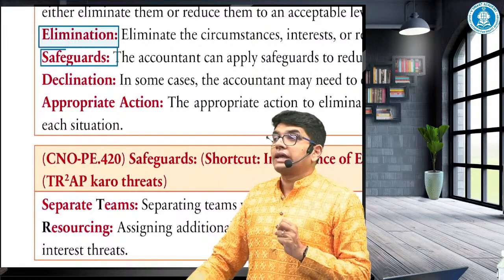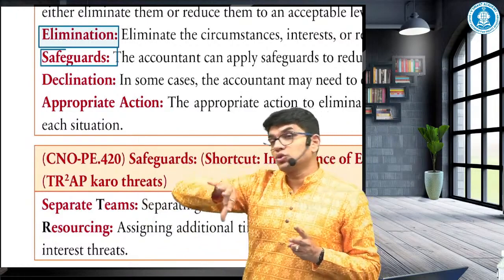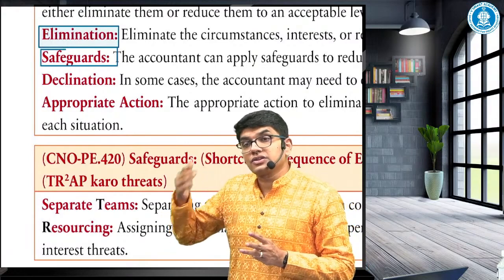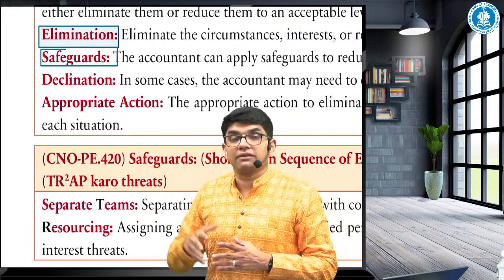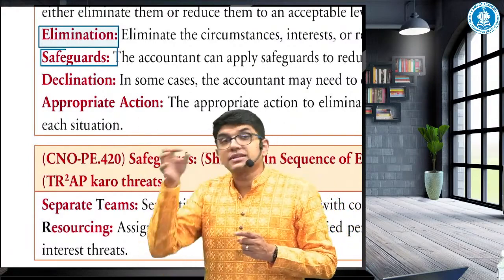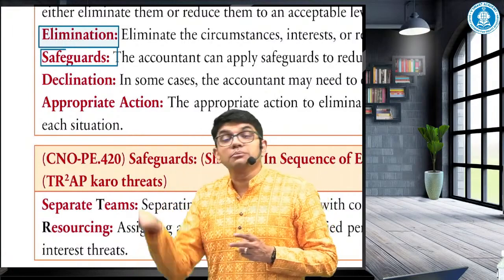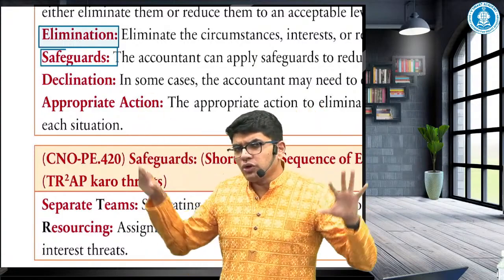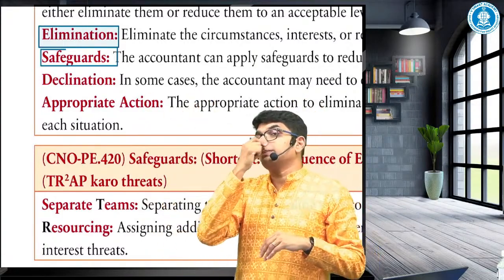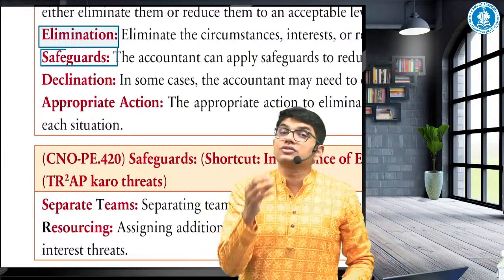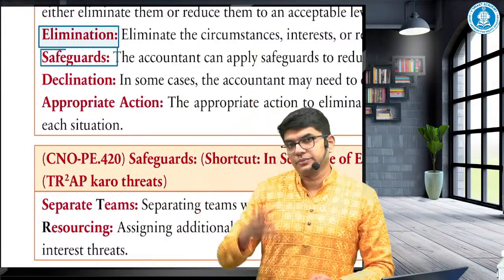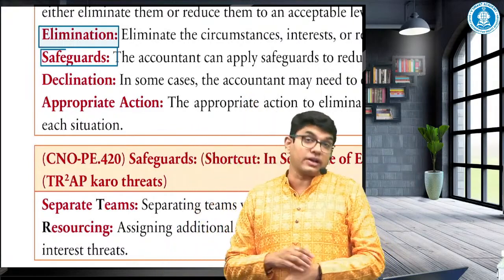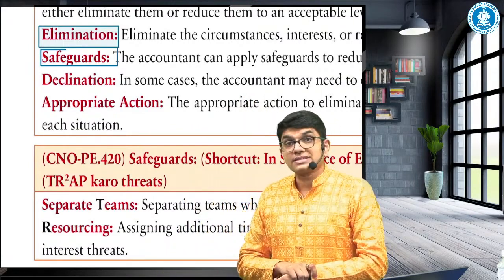Can I appoint another CA firm to do something? Or can I increase the supervision level? So sending someone else, appointing more number of people, once again. If you want to safeguard, anything which reduces the level of threat, that is called a safeguard.